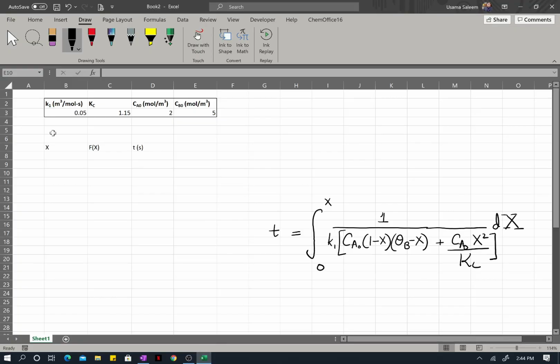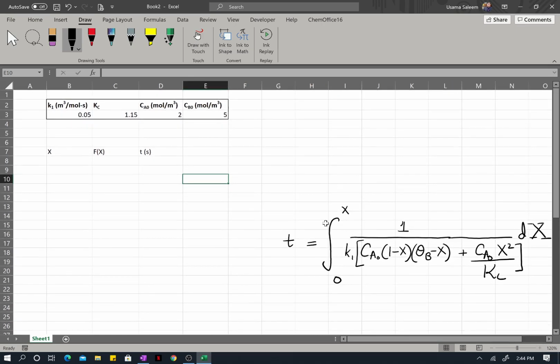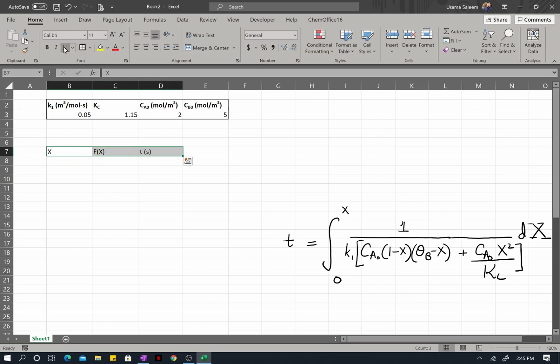So here I have things set up in Excel, and I have the integrated form of the equation written here so that I don't make any stupid mistakes. I have my rate constant, my equilibrium constant, my initial concentrations. Okay, so conversions. Let's just make these bold and center them. Some nice formatting, nothing fancy.